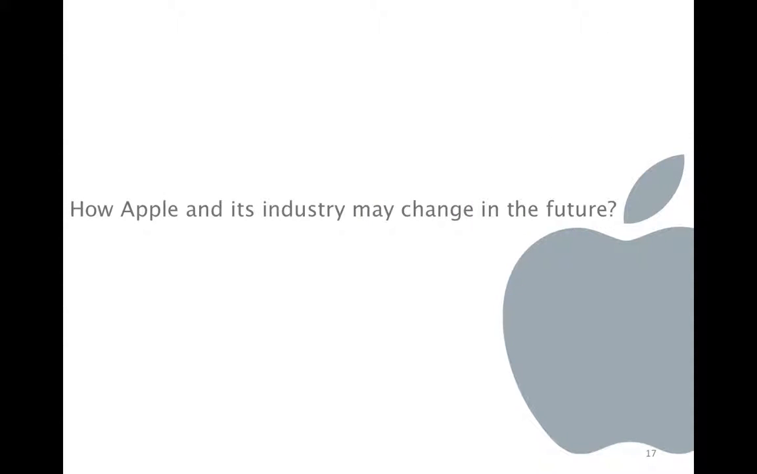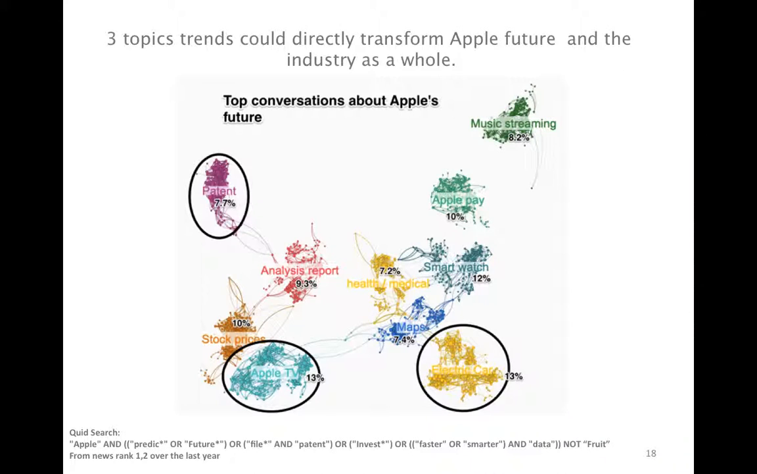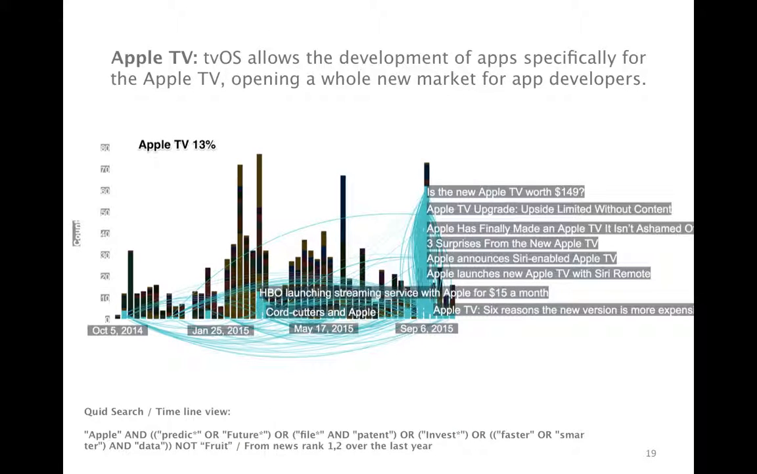Let's now look at how Apple and its industry may change in the future. Using network analysis, 3 topic trends were observed: Apple TV, electric cars, and patents. In a timeline view, we can see that the recent launch of the Apple TV has gained a lot of attention recently. Through further investigation, we have found that Apple's digital strategy to disrupt the television industry is software.